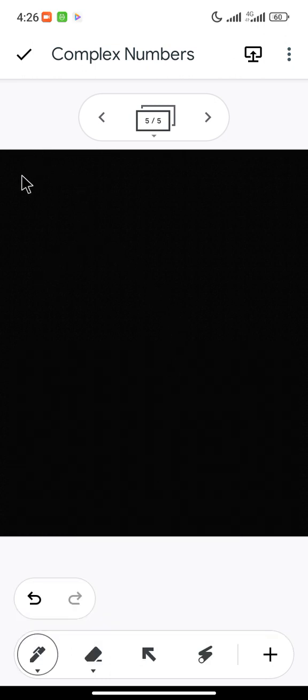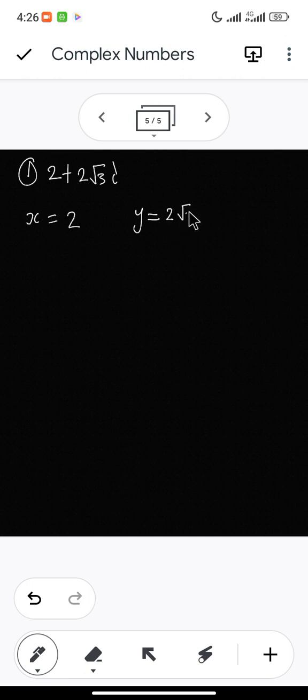So let's take the first example. We have 2 plus 2 root 3i. Now the first step is to assign your x and y. Now let's say the real part should be x. That's the side without i is the real part. And the imaginary part should be y. So 2 root 3. There's no need to include the i, mind you.